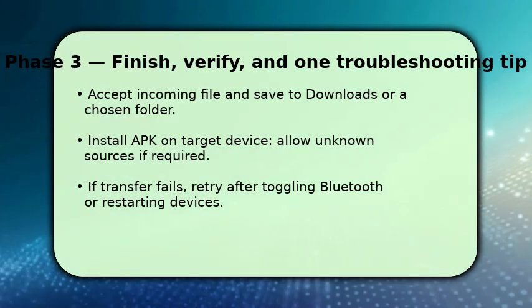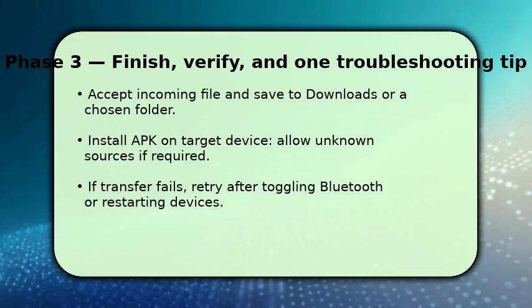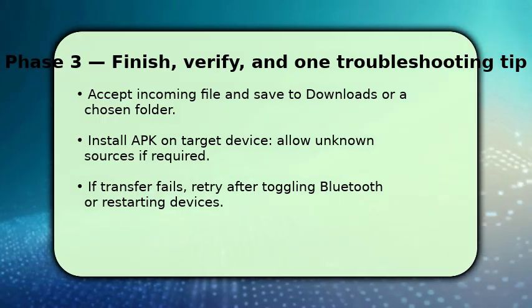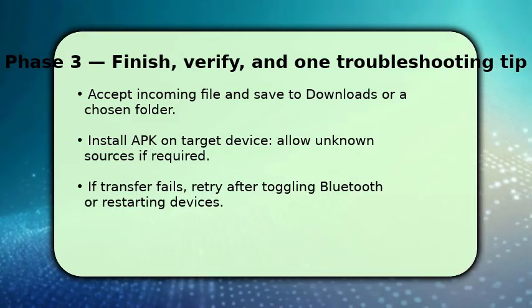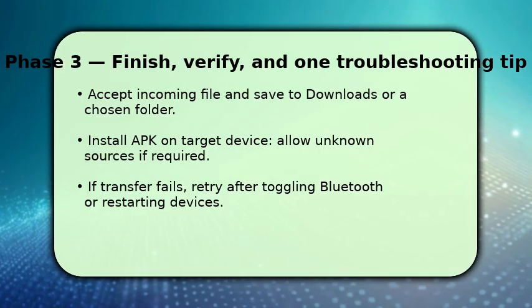Once the file arrives, accept and save it to downloads or a selected folder, then open the file to install. On Android, enable install from unknown sources only if necessary, and follow on screen permissions to complete setup. After installation, test the app to confirm functionality.